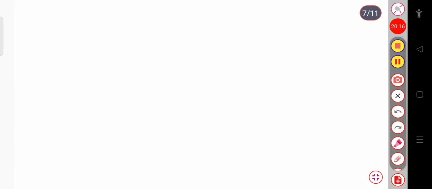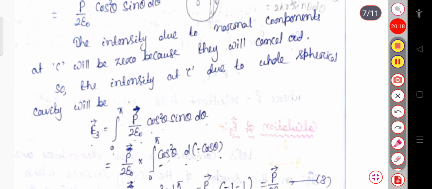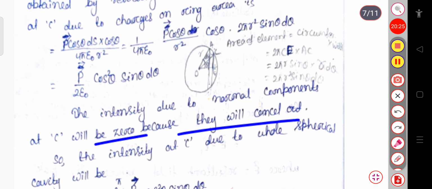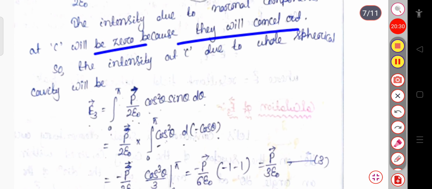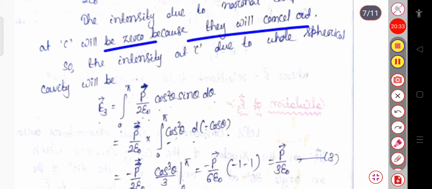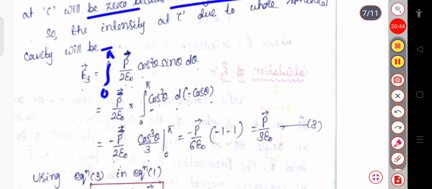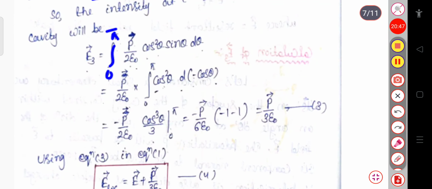So the intensity due to the normal components at the C will be 0 because they will cancel out. You can see the normal components along this direction will be cancelled out. So the intensity at the C due to the whole spherical cavity, E3, will be equal to the integration over 0 to pi of p by 2 epsilon naught cos square theta sin theta d theta. Now integrating within this limit 0 to pi, the p by 2 epsilon naught term is constant and is taken outside.